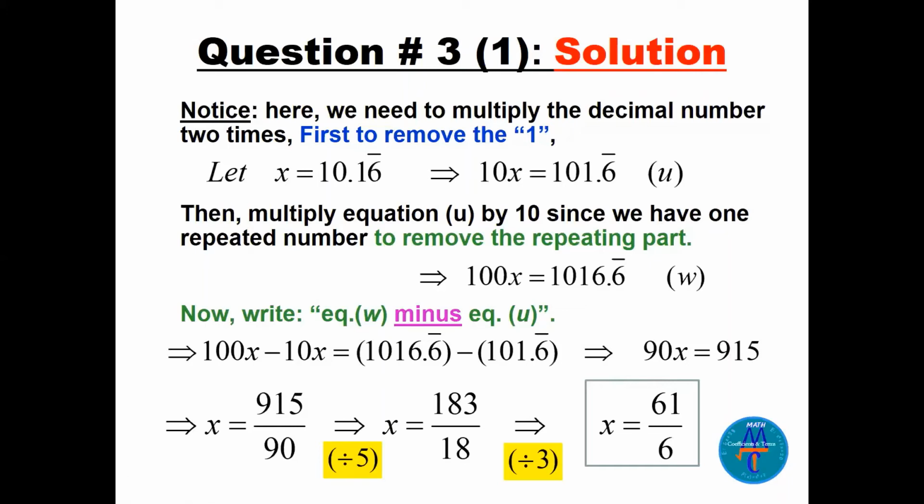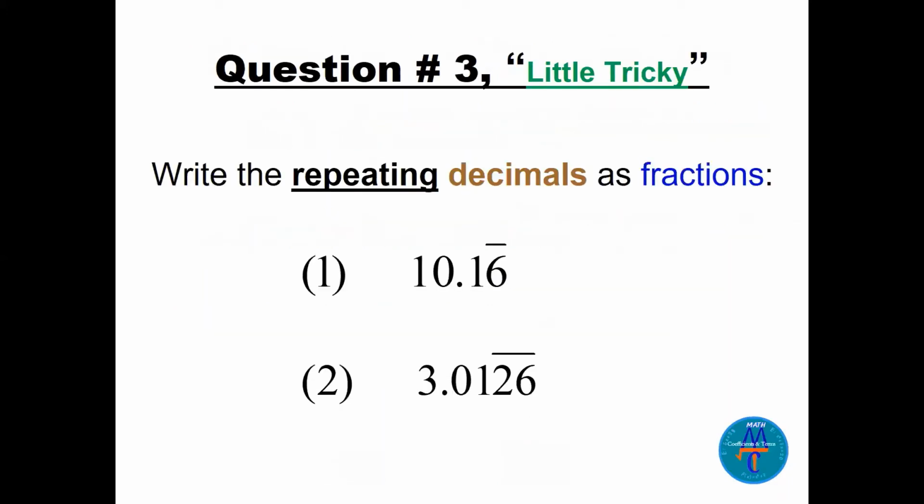So now we get x here. 915 divided by 90. The first thing I can think of is divide by 5 up and down. So I get 183 divided by 18. Divide by 3 again. So I get 61 over 6. Nice fraction, 61 over 6. This is equal to 10.1666666.